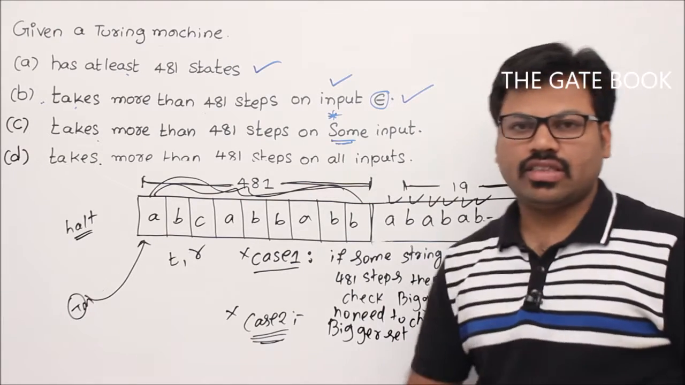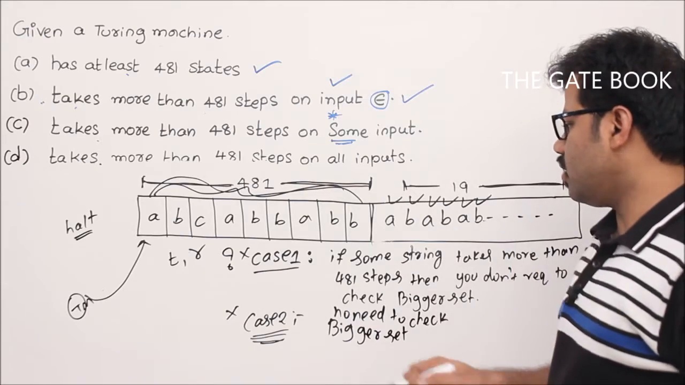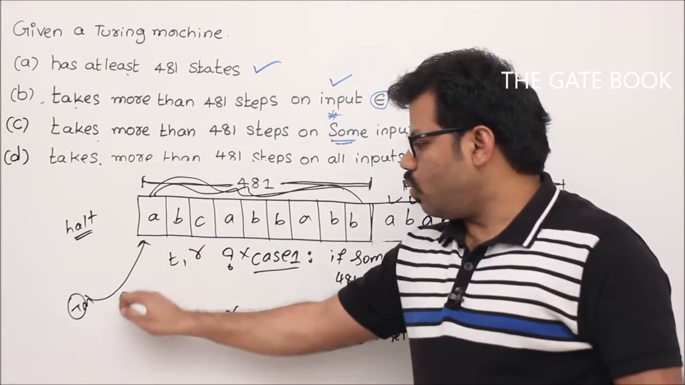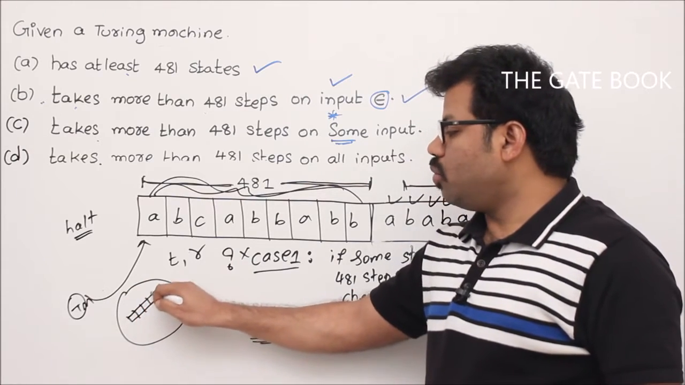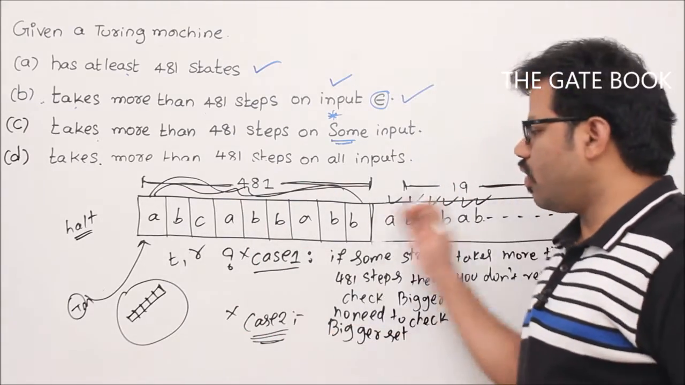Ready? Let's summarize. Case number 1. In case number 1, why am I not checking the bigger set? Because if some string takes more than 481 steps, that is case number 1. You have this smaller set, and among that, one string is already taking more than 481 steps, then we have already solved the problem, so we don't need to check it.